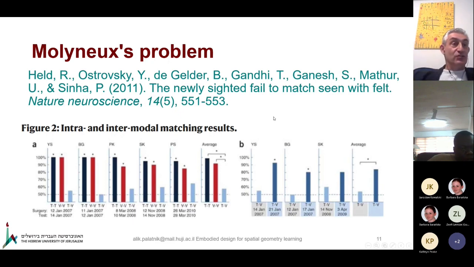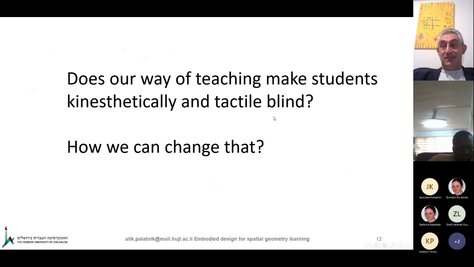So I'm asking this question: does our way of teaching, in particular geometry and spatial geometry, make students kinesthetically and tactile blind? And how can we change this?